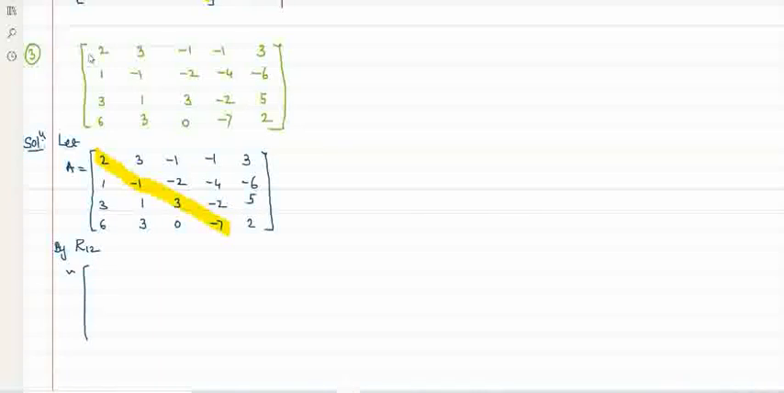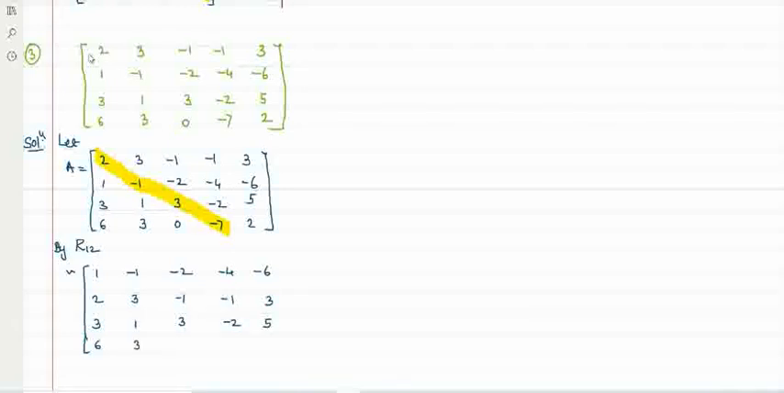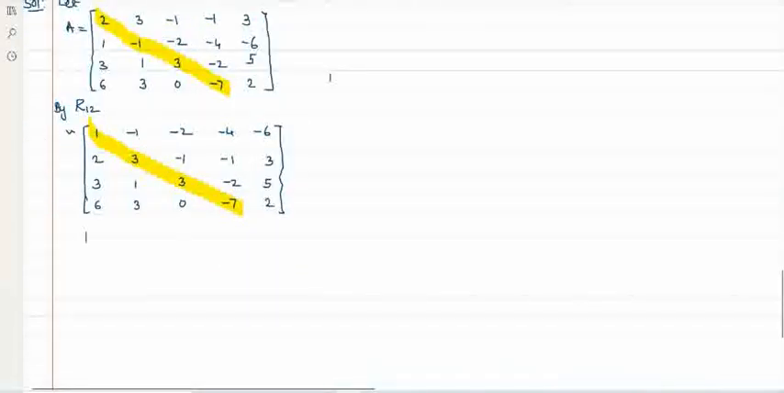Change for the first row and second row remains same. That becomes 1, minus 1, minus 2, minus 4, minus 6, 2, 3, minus 1, minus 1, 3, remaining as it is 3, 1, 3, minus 2, 5, 6, 3, 0, minus 7, minus 2. Okay. It is not mandatory to apply that diagonal entry is 1. But easily if you are getting it, it is better. Okay. This is a diagonal entry. Now the elements which are below diagonal, these elements you have to reduce to 0.